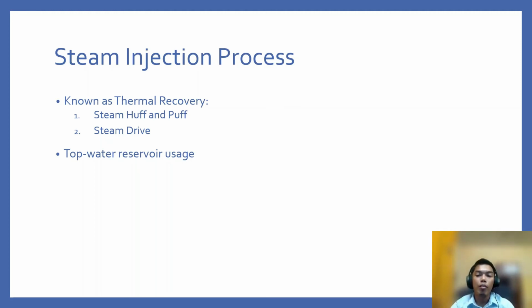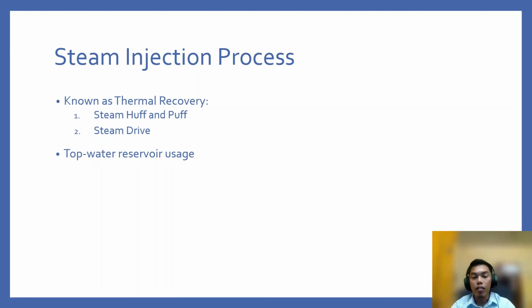In steam huff and puff, just as the name suggests, the first stage is injection, during which a slug of steam is introduced into the reservoir. That is the huff. The second stage, or the soak phase, requires the well to be shut in for several days to allow uniform heat distribution to thin the oil. Finally, in the third stage, the thin oil is produced through the same well, which is called the puff. So that is what huff and puff is.